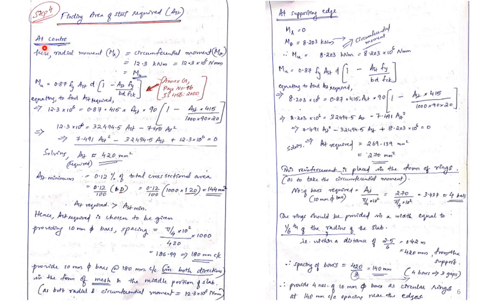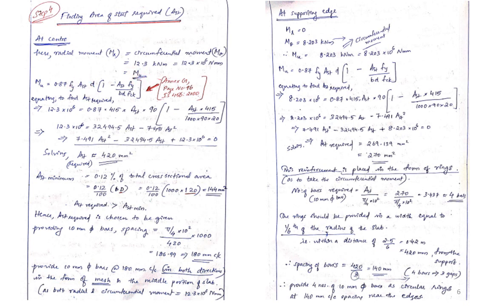So at the center, what are the radial moment and the circumferential moment? Both the values are the same. It is 12.3 into 10^6 newton millimeters. Now we will find the Ast based on our equation in Annex G, IS 456, page number 96. You have already used this equation for Mu. If we equate it, we can find the Ast required.